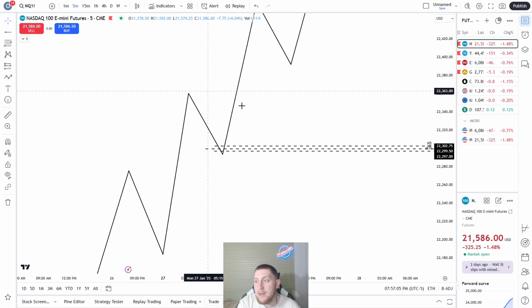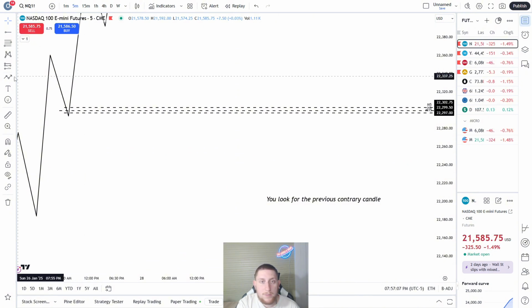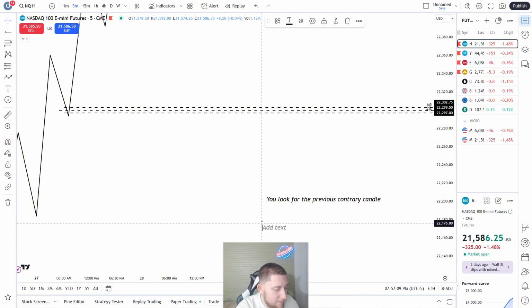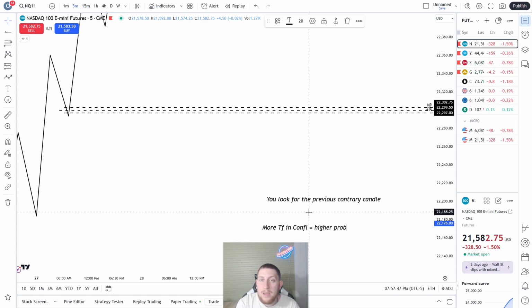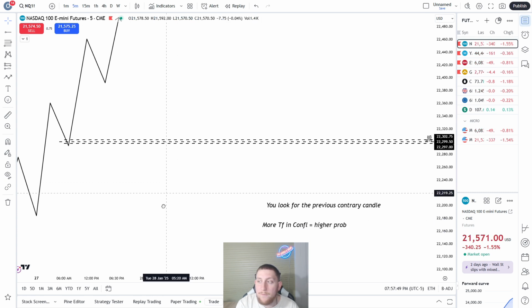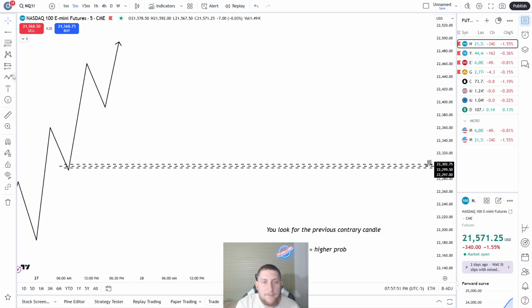So let's go ahead and put this real quick just for a note for you guys to remember. More time frames in confluence equals higher probability. So the more time frames in confluence, the higher probability. That is what you're looking for. So right here, we have 3 time frames in confluence.